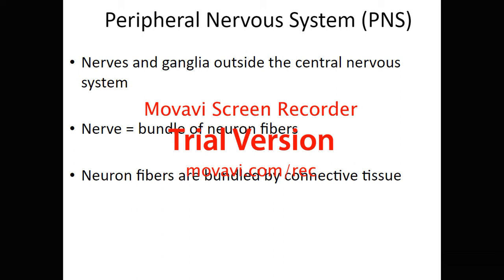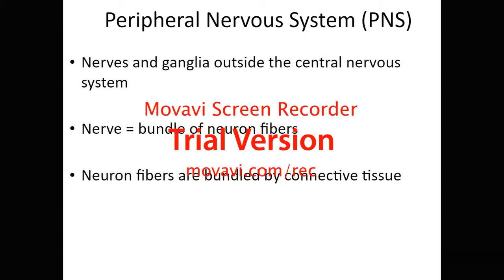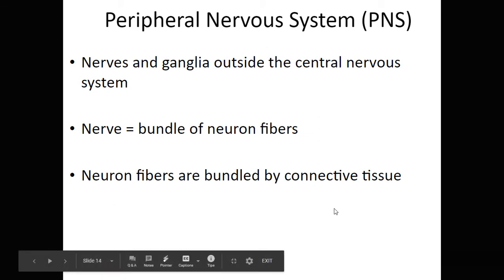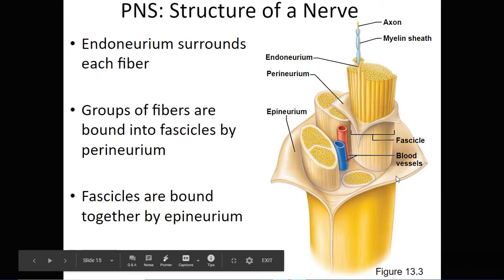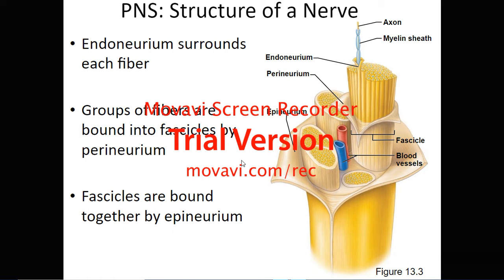So the cranial nerves that come off of the brain stem, and also the spinal nerves, are going to be a part of the peripheral nervous system. A nerve equals a bundle of neuron fibers, and neuron fibers are bundled by connective tissue. If you notice, the terminology is very similar to the connective tissue from the muscle chapter.